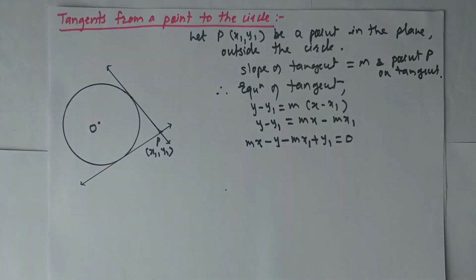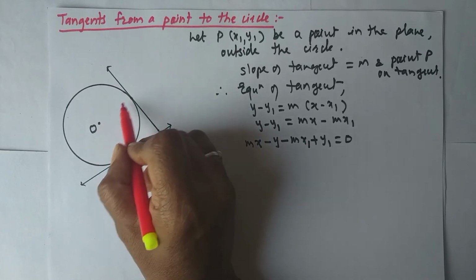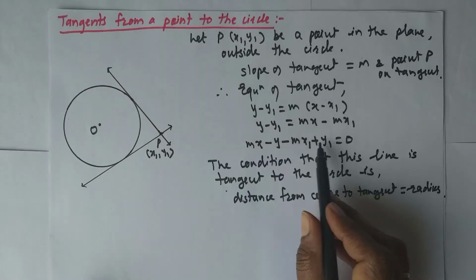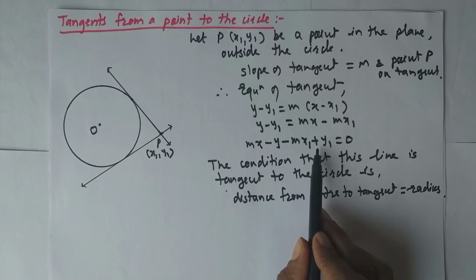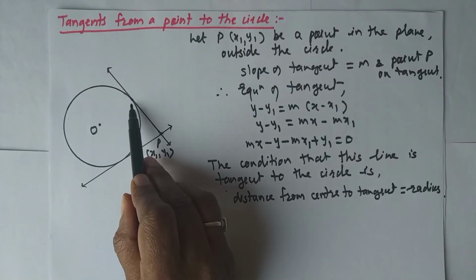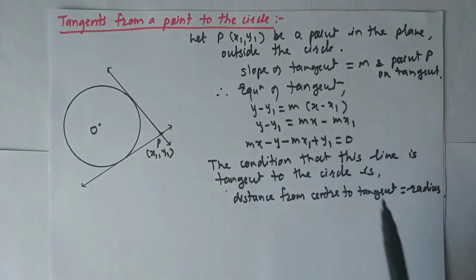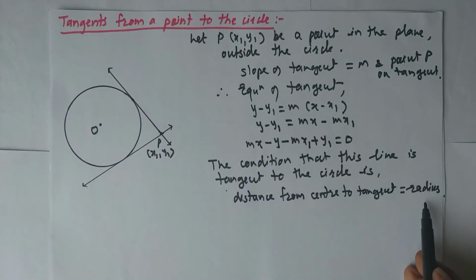Okay. What is the condition that the line is tangent to the circle? The distance of the center from the tangent to the circle must be equal to the radius of the circle. Therefore here we will write the condition. Now we are considering this is tangent to the circle. If this line is tangent to the circle, then the distance of this line from the center of the circle must be equal to the radius. And we will see whether this condition is satisfied or not.